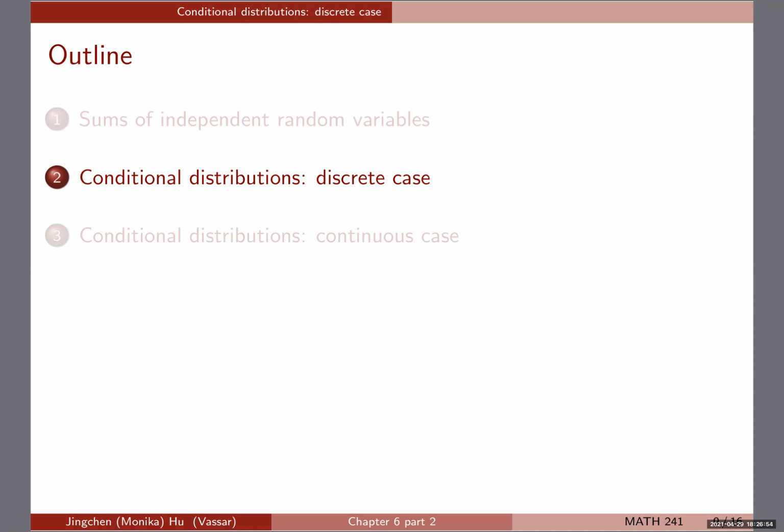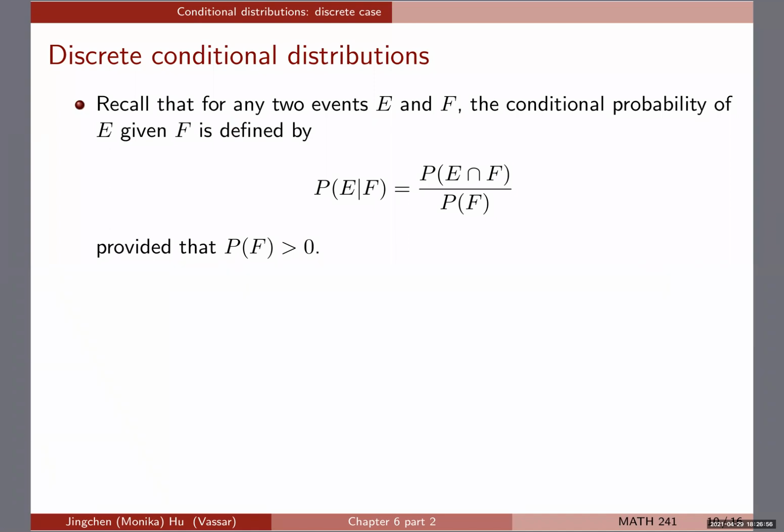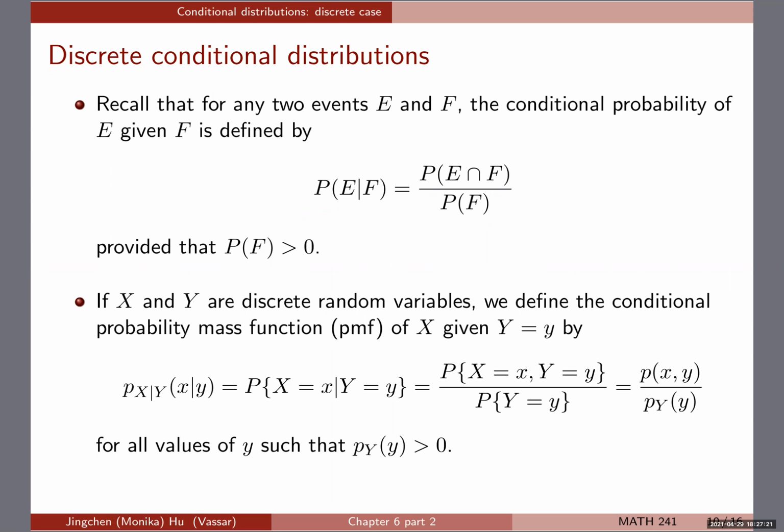Recall, this is from chapter 2 and 3-ish, that for any two events, E and F, the conditional probability of E given F is defined by, as we know, the left-hand side is the conditional probability, and the right-hand side is the ratio of the joint over the marginal, provided that the denominator is positive. So this is required.